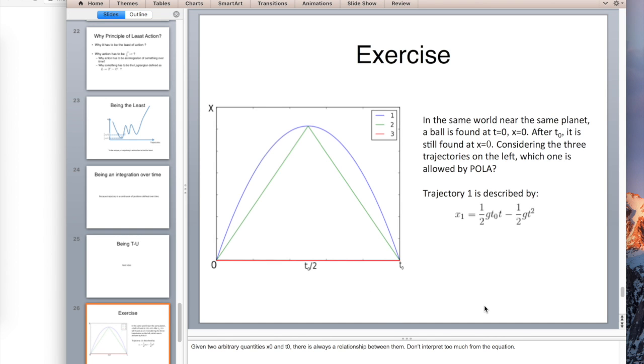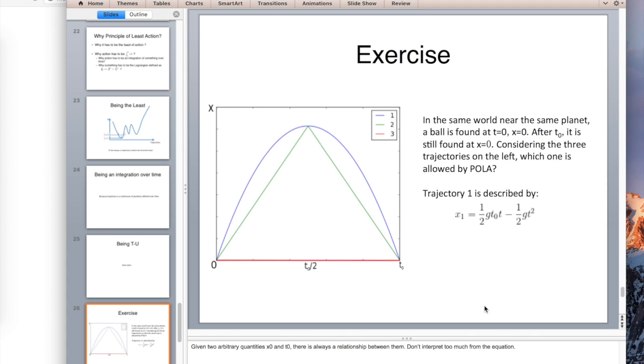Next is an exercise. Actually, this is, I think, the classical problem when people are explaining the principle of least action. So it will be a good exercise to do some calculation on the action and sort out what is the least of the action. The exercise is in the same world as the problem we have presented in this video, near the same planet. A ball is found at t equals 0, x equals 0. After T0, it is still found at x equals 0. So please consider the three trajectories on the left, which one is allowed by the principle of least action.